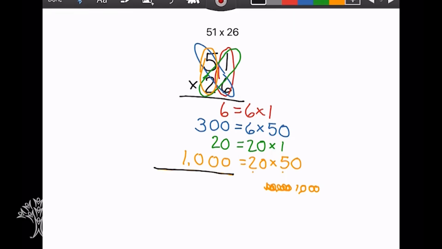Our last step is to add the numbers down the columns. So we go 6, 1,326. So remember, step 1, set up in standard algorithm. Step 2, multiply the 4 problems, so going up and down and crisscross, and then add them up.